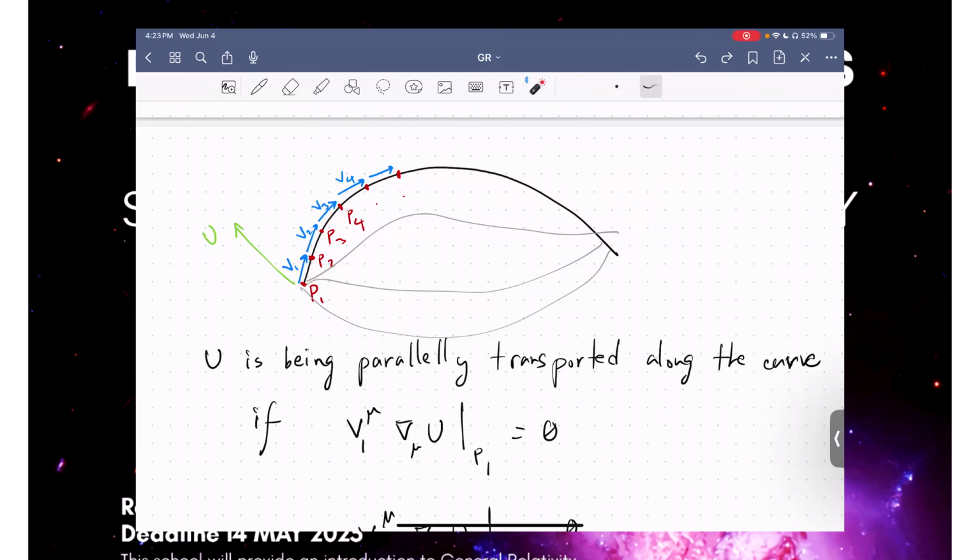So covariant derivatives use Christoffel symbols to solve the problem of parallel transport with partial derivatives. Yes, exactly.